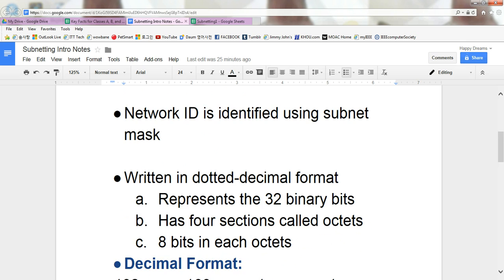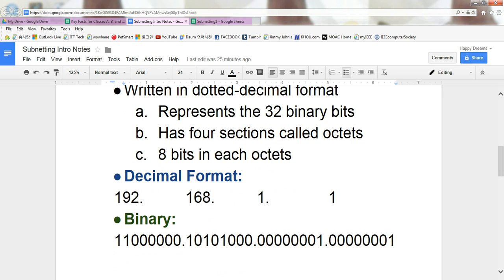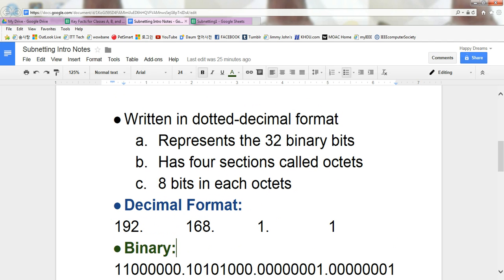Written in the dotted decimal format: 1, it represents the 32 binary bits; 2, it has 4 sections called octets; and 3, 8 bits in each octet. And I'll explain what it means. Represents 32 binary bits, which means all this right here equals 32 bits. And reading in a dotted decimal format means is right here.